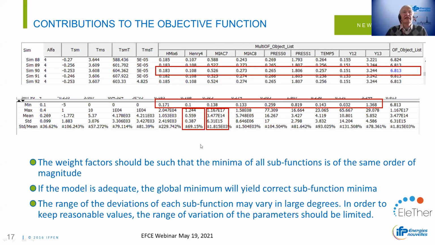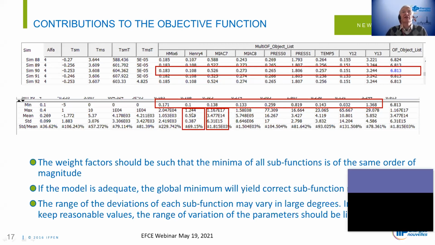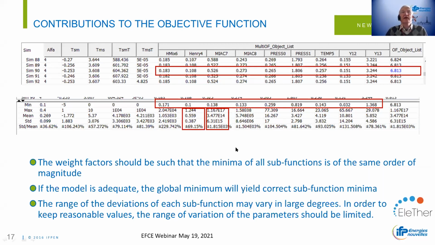The other thing that you can see on this table is the maximum value of each of the sub-functions. And here you see quite some difference. For the Henry coefficients, for example, the maximum value is 1.244, while for the mean ionic activity coefficient you have 10 to the power 17. This is really very large. So that means that this property is extremely sensitive to the model. That's a very important observation, and we will come back to that.